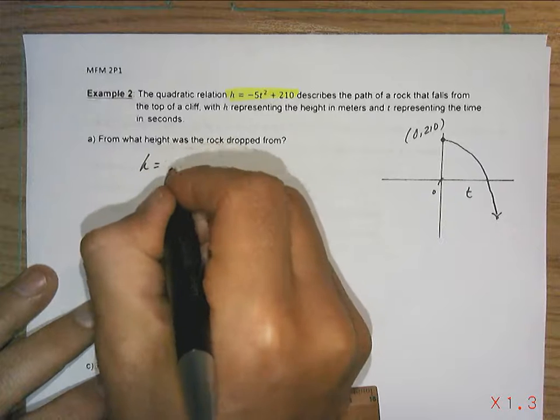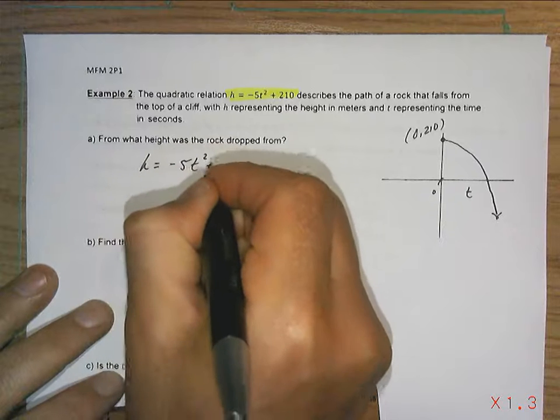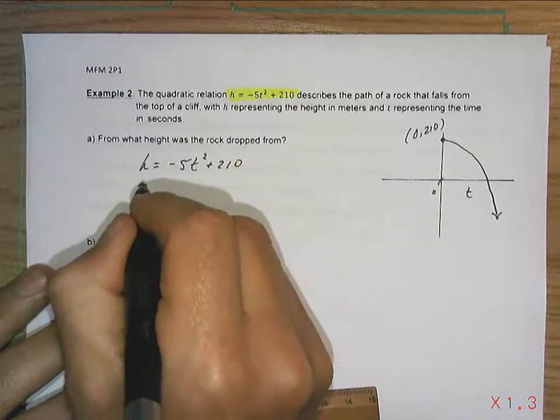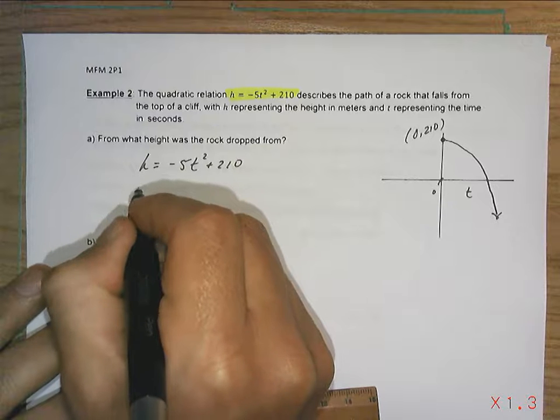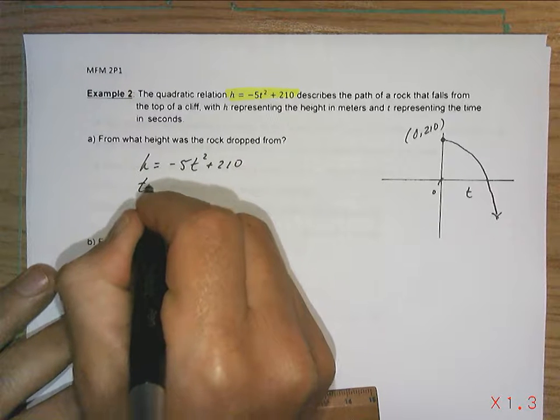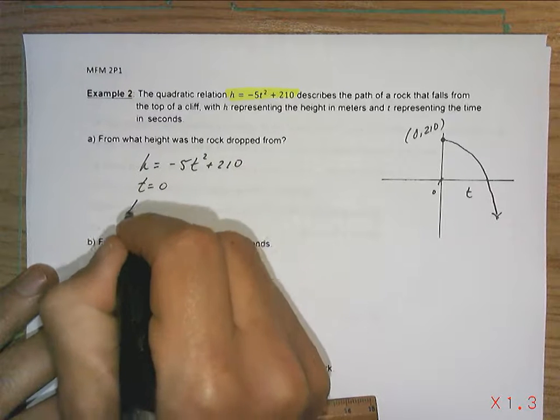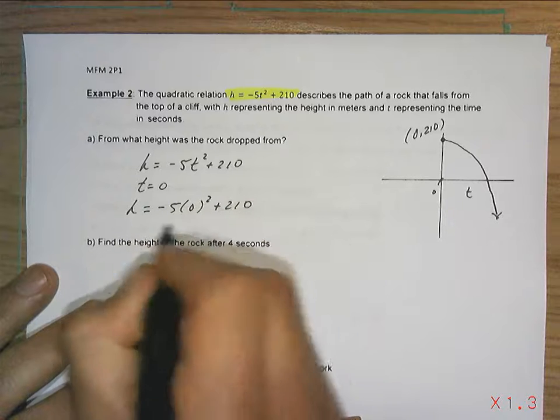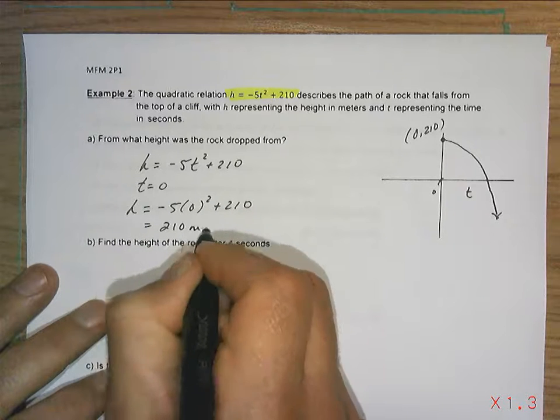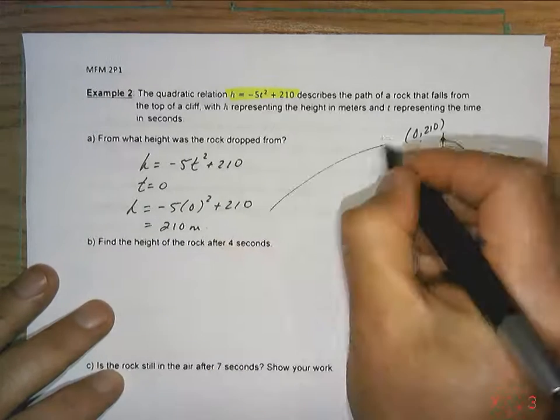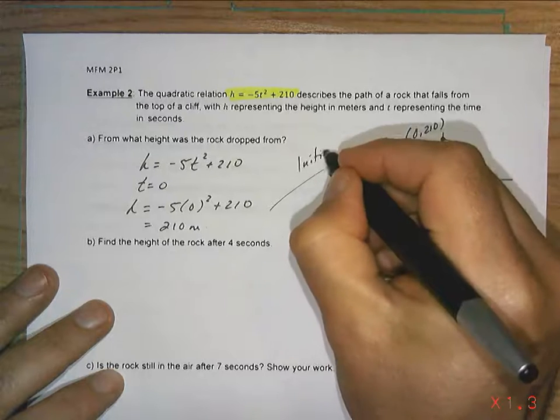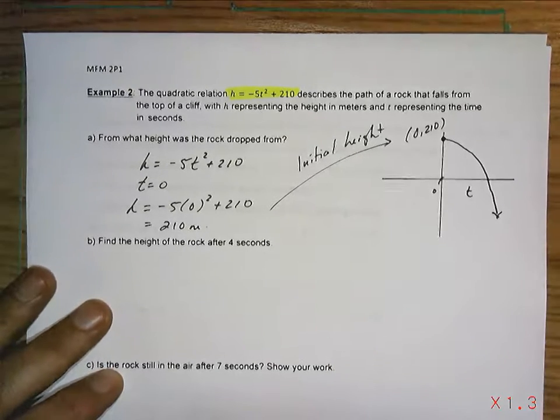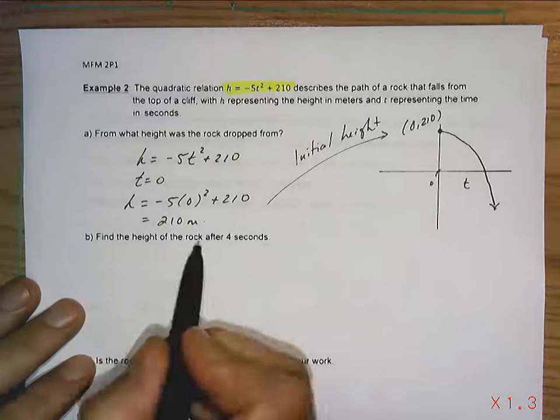Well, if your equation is given by that, then when the rock is dropped, the initial time, so as soon as the rock is dropped, just before we let go of it, time equals 0, right? So h will equal negative 5 times 0 squared plus 210, which will be 210 meters. So its initial height is 210 meters. Find the height of the rock after 4 seconds.